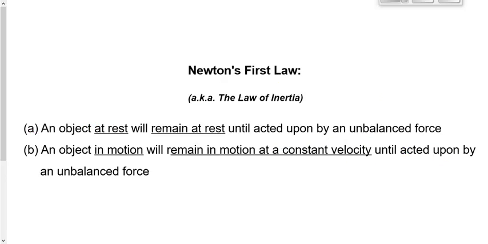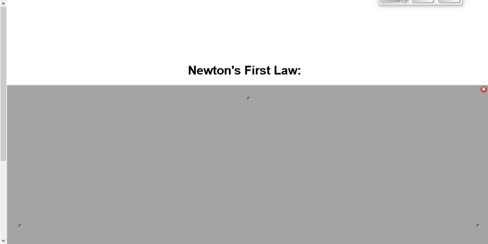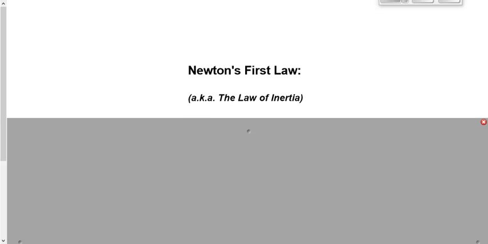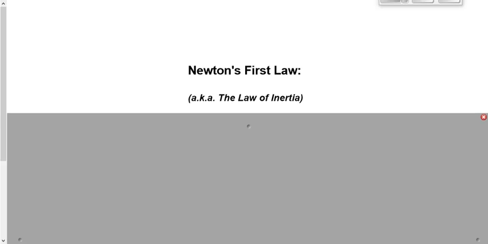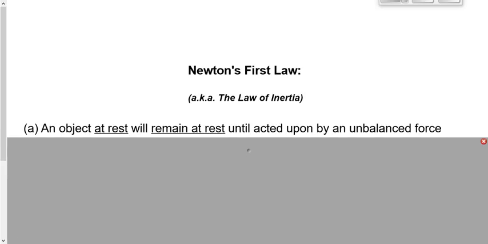Let's put these things together in a law. We'll call it Newton's first law, or sometimes called the Law of Inertia. It has two parts to it, which are really just a summary of what we've already said. The first part, part A, says an object at rest will remain at rest forever, until, at least, it's acted upon not by a force, okay, not by a force, by an unbalanced force.